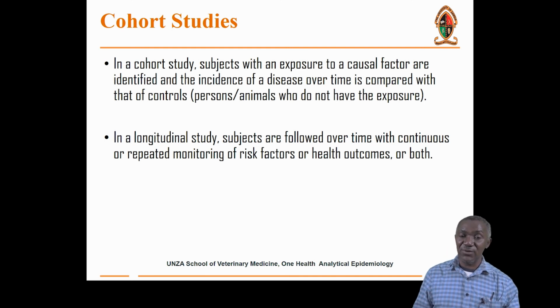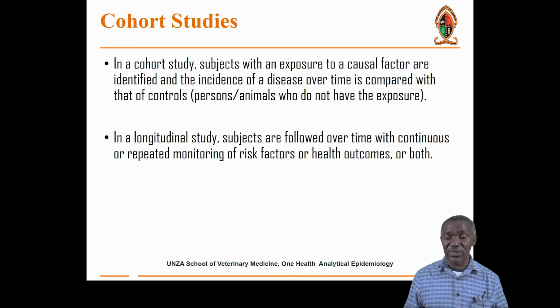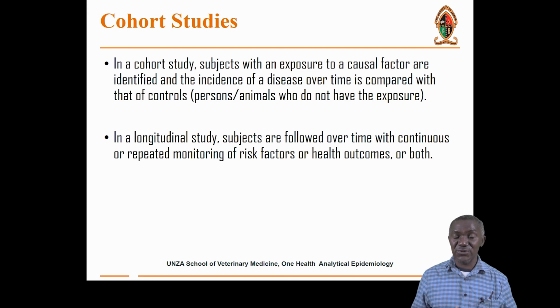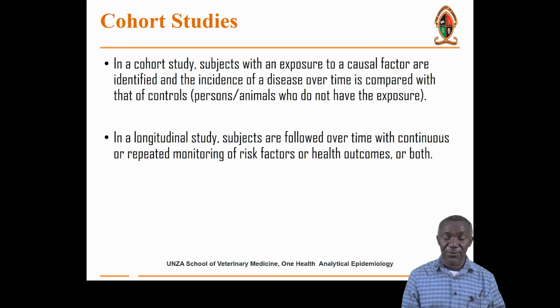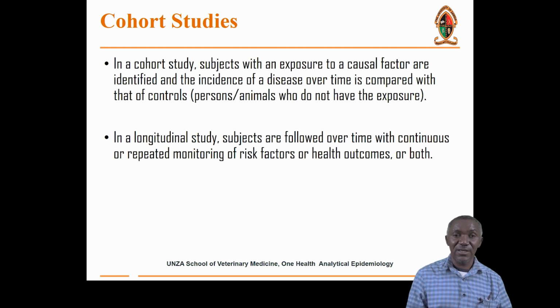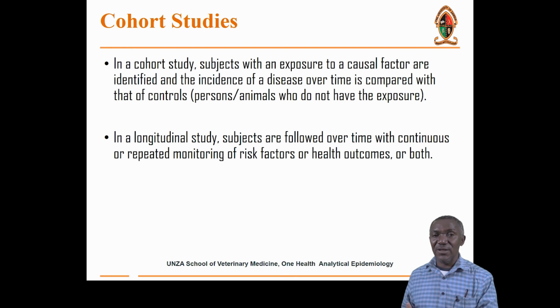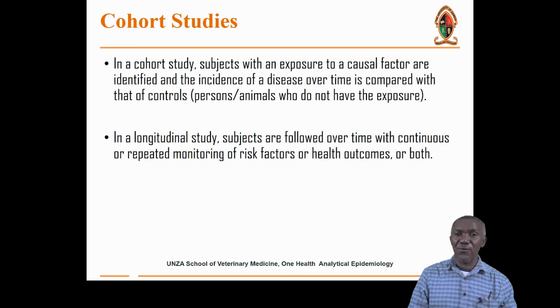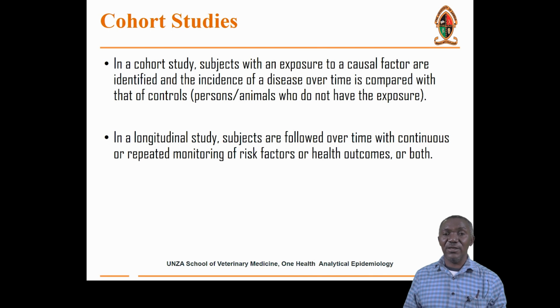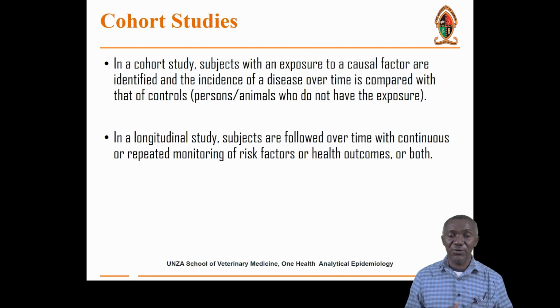We say this animal is exposed and this animal is not exposed, or this person is exposed, the other one is not exposed. So we group these animals with respect to their exposure status. Remember that in a case control study, we grouped the study groups with respect to their disease status, and then we looked for exposure. But in a cohort study, we start with exposure and then look for the disease outcome in those two groups.